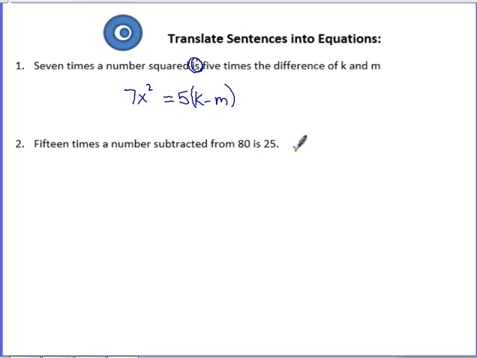All right, same thing here. 15 times a number subtracted from 80 is 25. So again, here's my equal sign, the word is. 15 times a number subtracted from 80, so that means 80 minus 15 times a number is 25.